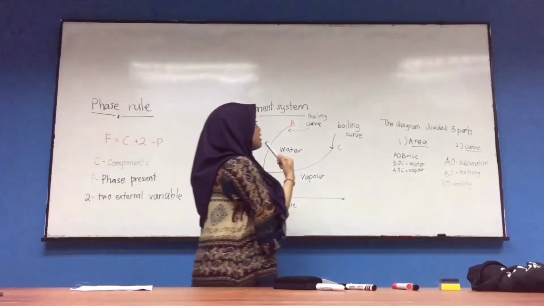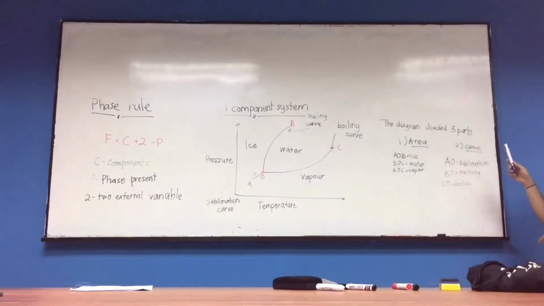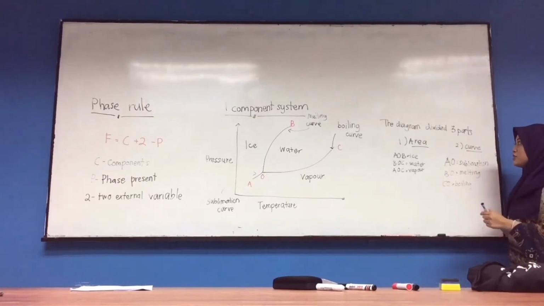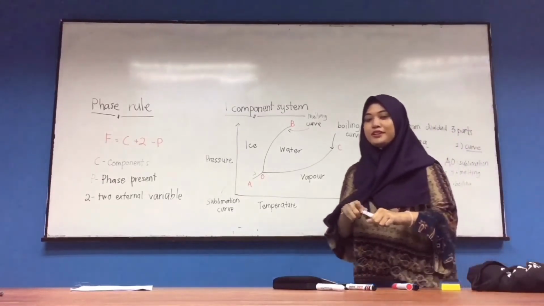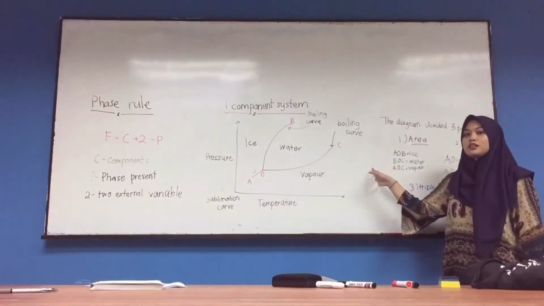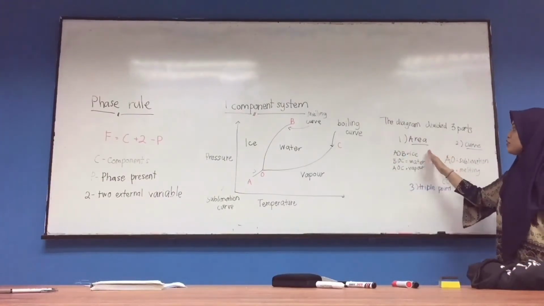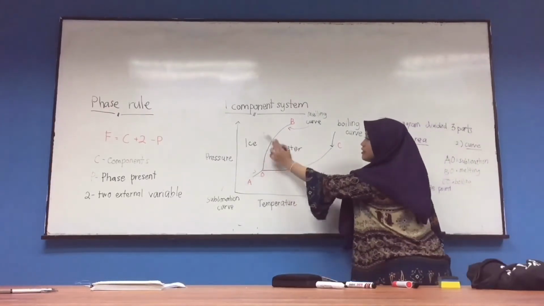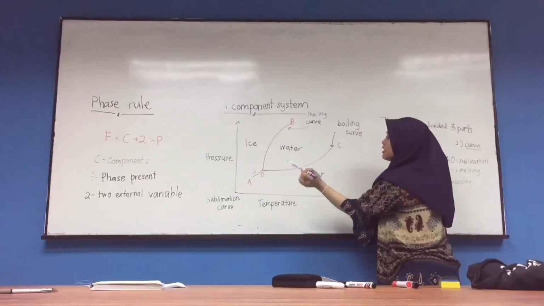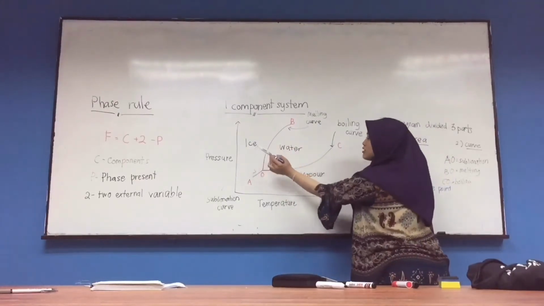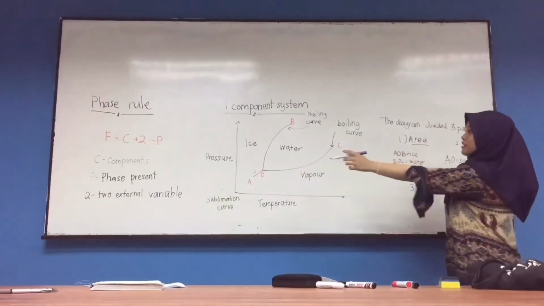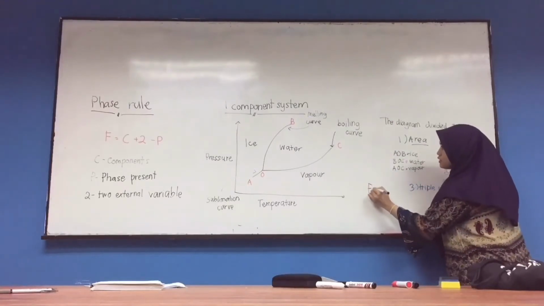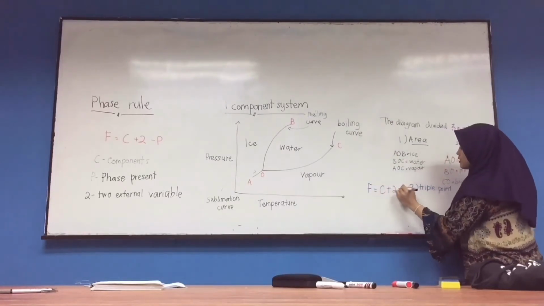The diagram has to be divided into three parts: the area, the curve, and lastly the melting point. If you want to calculate from the area, let's see from A, O, B. This is an area. So AOB is equal to ice. If you want to calculate, use the formula that I have shown earlier: F equals C plus 2 minus P.